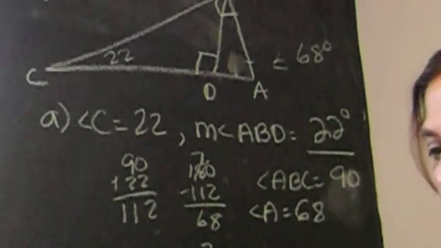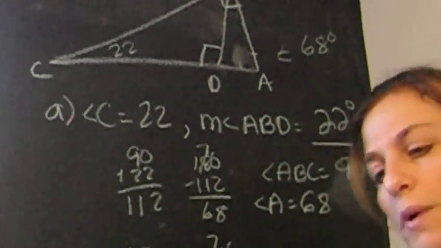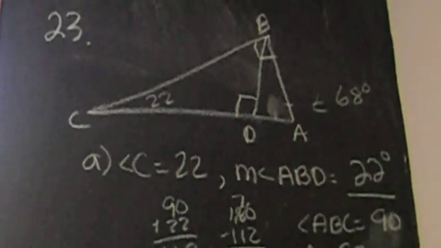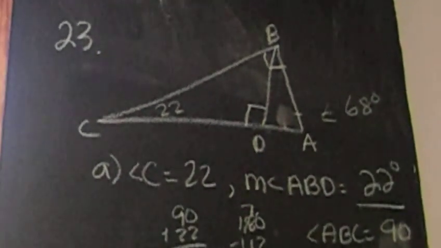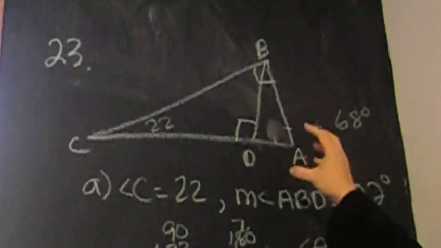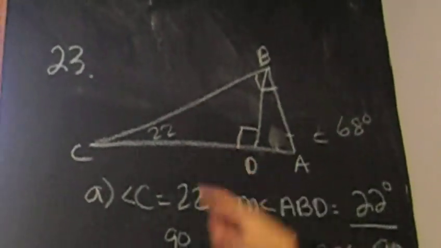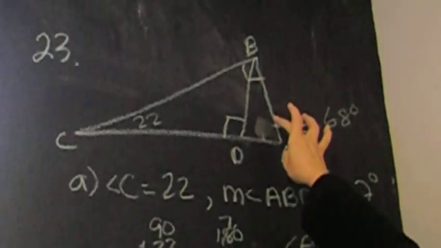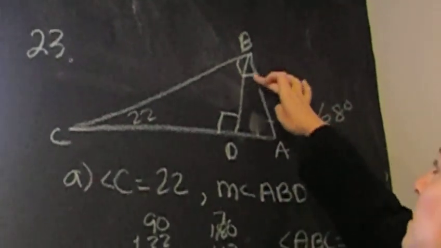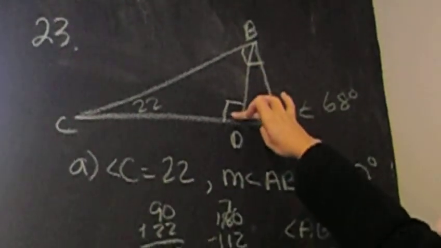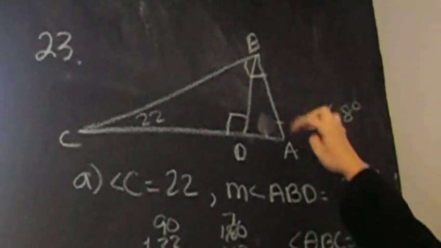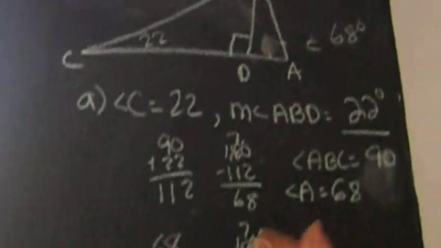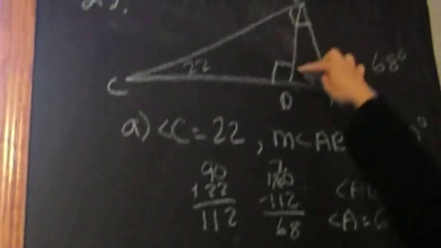For part B, they said the measure of angle C equals 23. So this time it's 23. When you do angle A, you can just do 90 minus 23 and you get 67. So now A is 67. And then we know that these two angles are going to add up to 90. So 90 minus 67, and the answer is 23. And you'll notice that every time you get C, you're going to get ABD is the same.